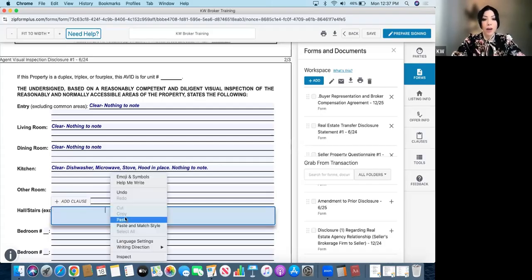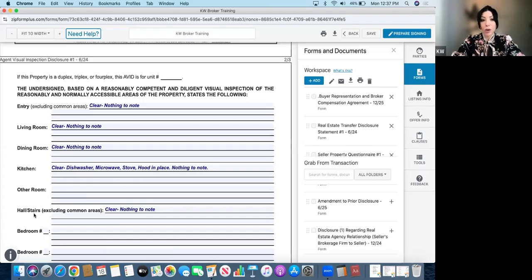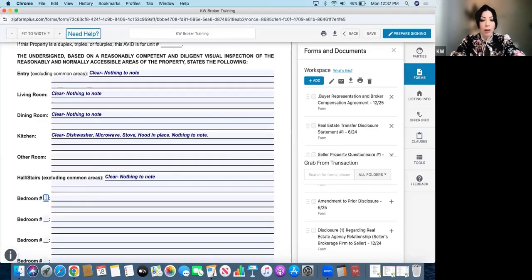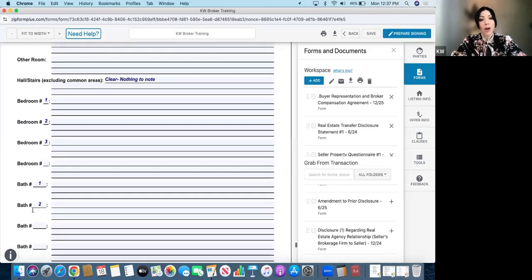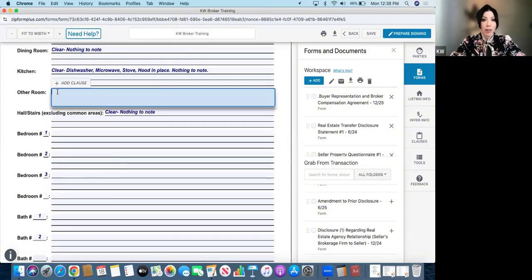You do want to fill out every particular area that you go to. So if there are 3 bedrooms, we need each bedroom filled out. Okay. Same thing with bathrooms. If there are 2 or 3 bathrooms, you need them listed. If there are 4 bathrooms and you only have 1 and 2, this makes it assuming that you didn't view the other 2. And so whatever there is, you need to have it filled out.